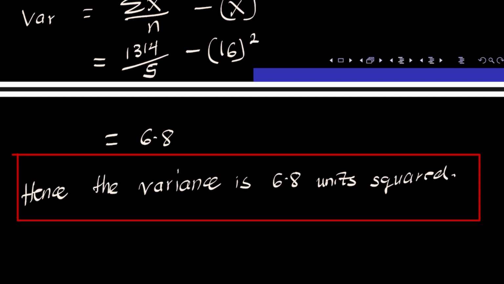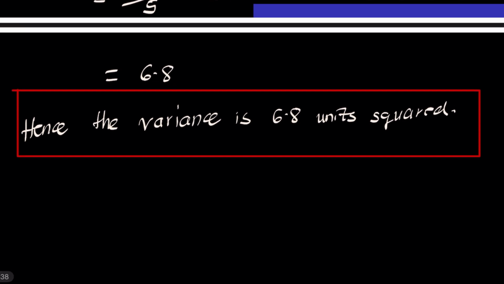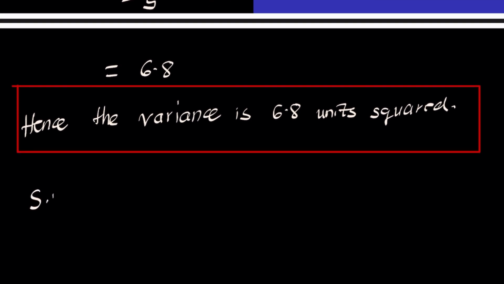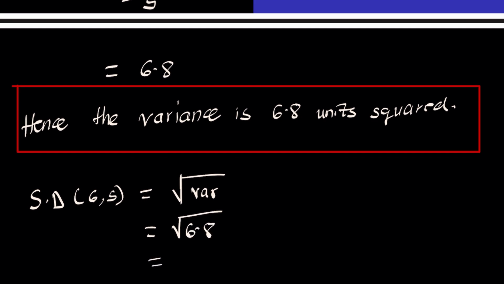Now let's find the standard deviation. The standard deviation, denoted by sigma or s, is defined to be the square root of the variance. So thus we are going to have the square root of 6.8, and this is going to give us 2.6076 units.